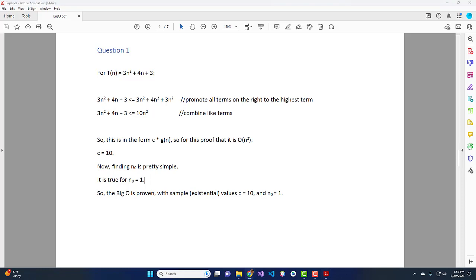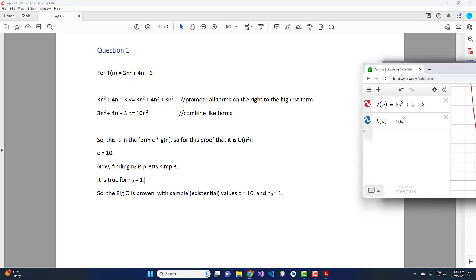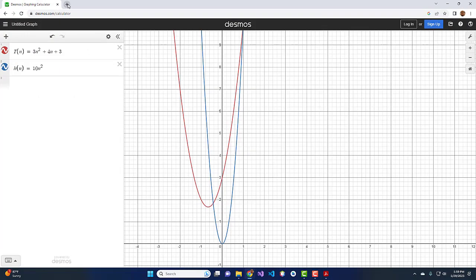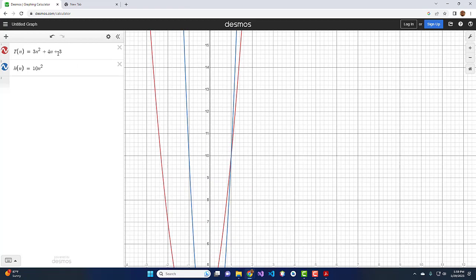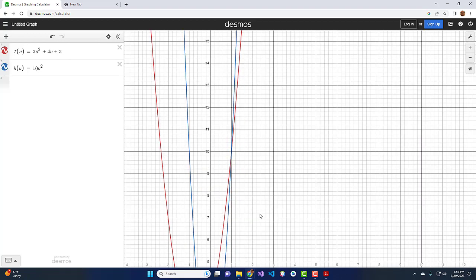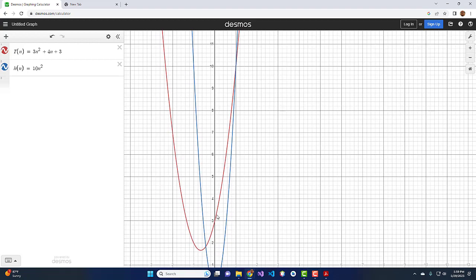And just for a little bit of a visual, if I bring this over here, this is on desmos.com. It has our calculator here. I have my t of n, which is 3n squared plus 4n plus 3. You will notice that that is the red in here. The blue, which I'm calling h of n here, is our c times g of n. So this is our 10n squared.